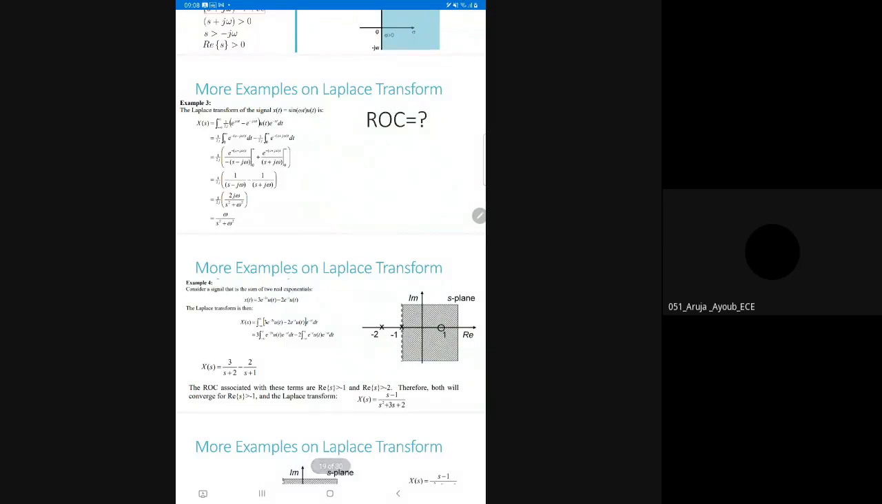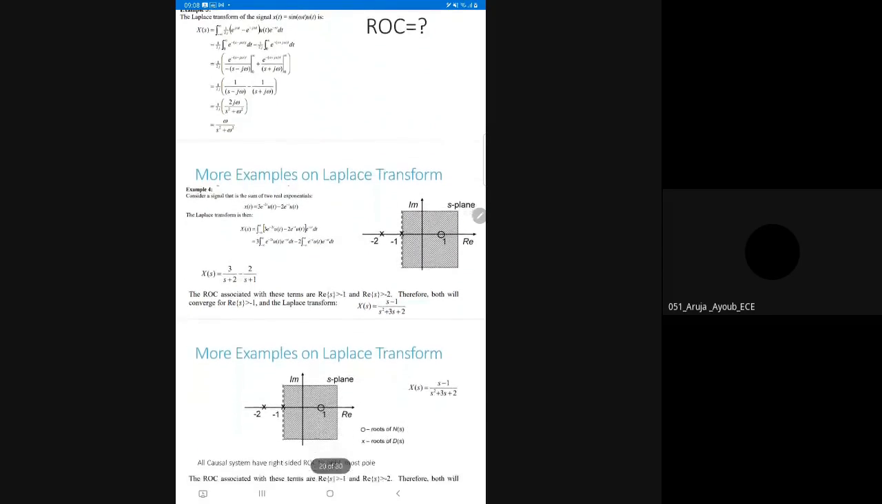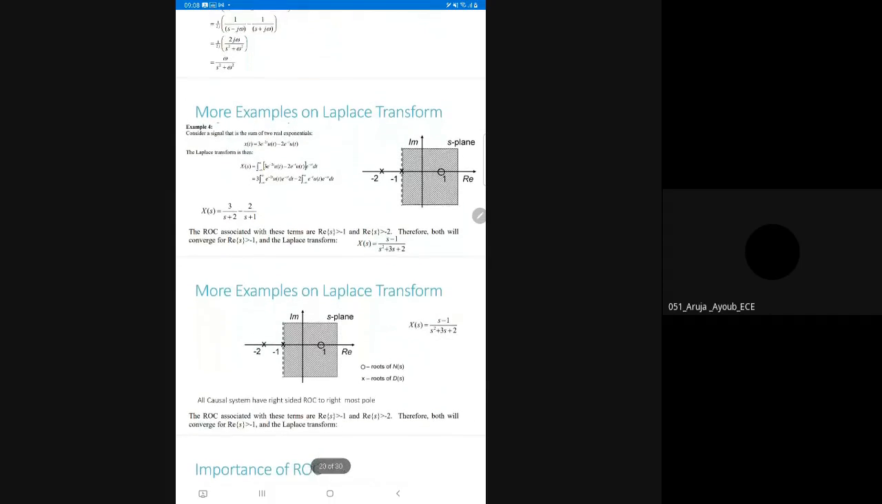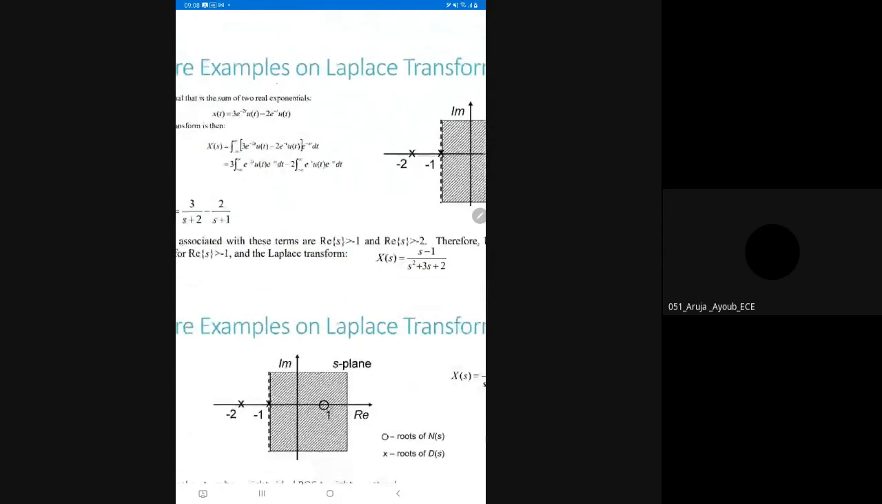So there are more examples on Laplace transform now. Okay, we'll be continuing with more examples. We have an example like this.